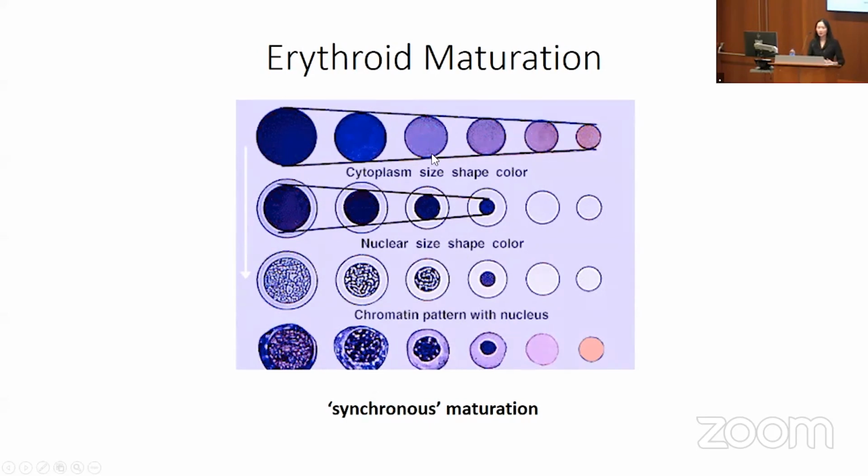So when you put that all together at the bottom here, this is synchronous maturation. The nuclear detail and the cytoplasmic detail are in sync with each other. And in MDS, it becomes out of sync. Usually the nuclear maturation has not caught up to the cytoplasmic maturation.